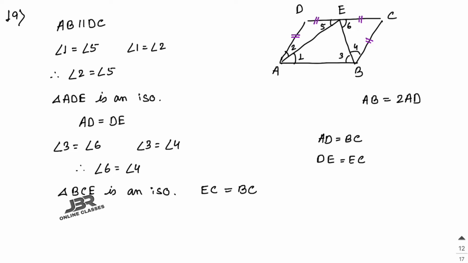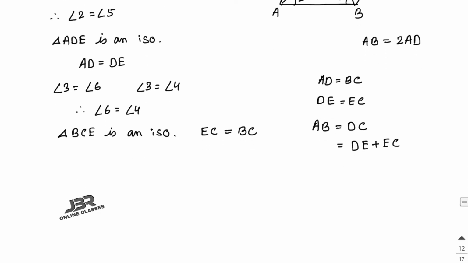So AB is equal to DC, the opposite sides of the parallelogram. Now in place of DC, you can write DE plus EC. DE is equal to AD and EC is also equal to AD. So that is equal to 2AD. So AB equals 2AD, it's proved.